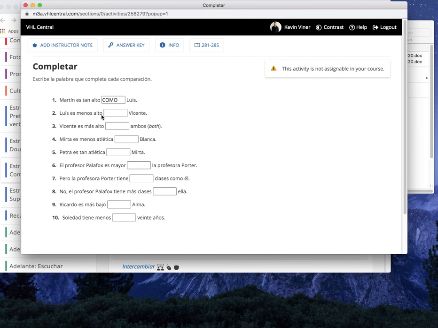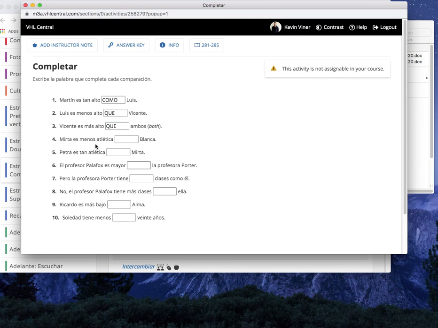Número 2. Luis es menos alto blank Vicente. Pause. And we're back. Que, right? Menos que. Tan como, menos que. Vicente es más alto blank ambos. Pause. And we're back. Que, más que, right? Menos que, tan como. Bien.